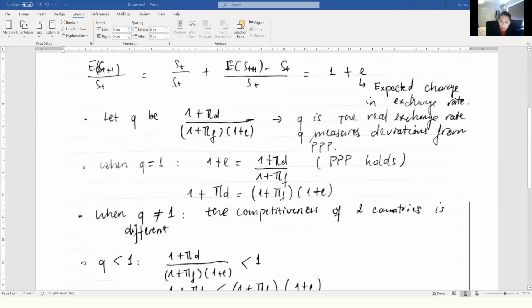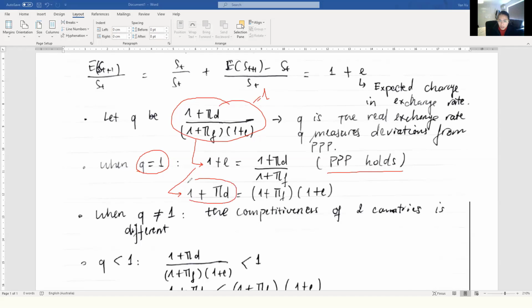So when Q is equal to 1, when Q is unity, then I can rewrite this equation to have the PPP, right? So when this ratio is equal to 1, I'm going to times both sides by 1 plus E to arrive at the PPP, okay? So in this case, when Q is equal to 1, my PPP holds. I'm going to do one more rearrangement. I'm going to times both sides by 1 plus pi F. So that on the left-hand side, I've got 1 plus pi D. And on the right-hand side, I've got 1 plus pi F times 1 plus E. Okay, so this is when the PPP holds, okay?